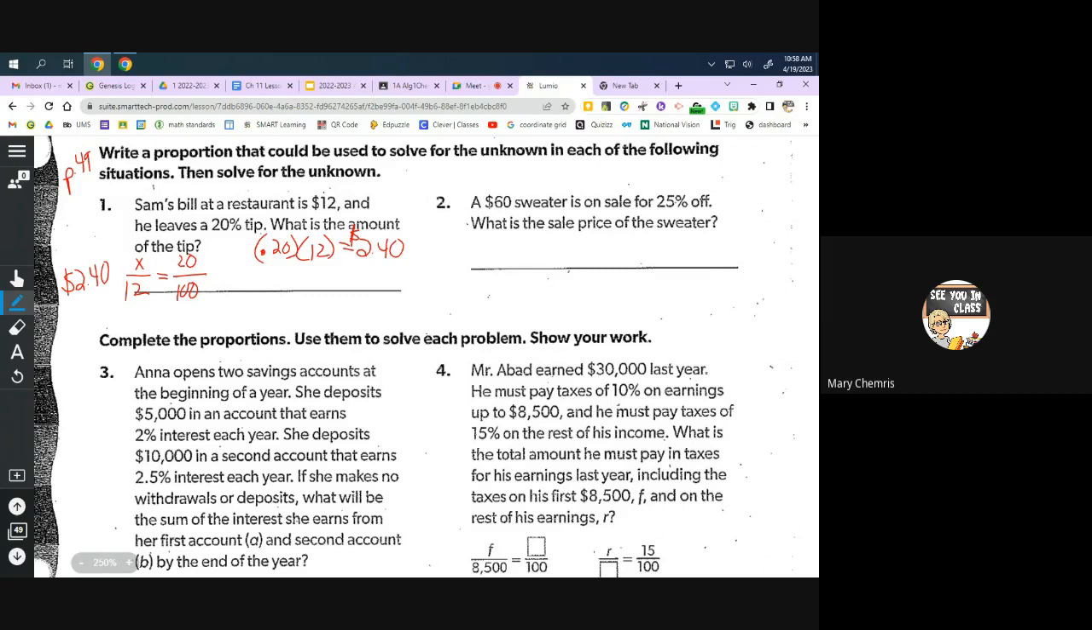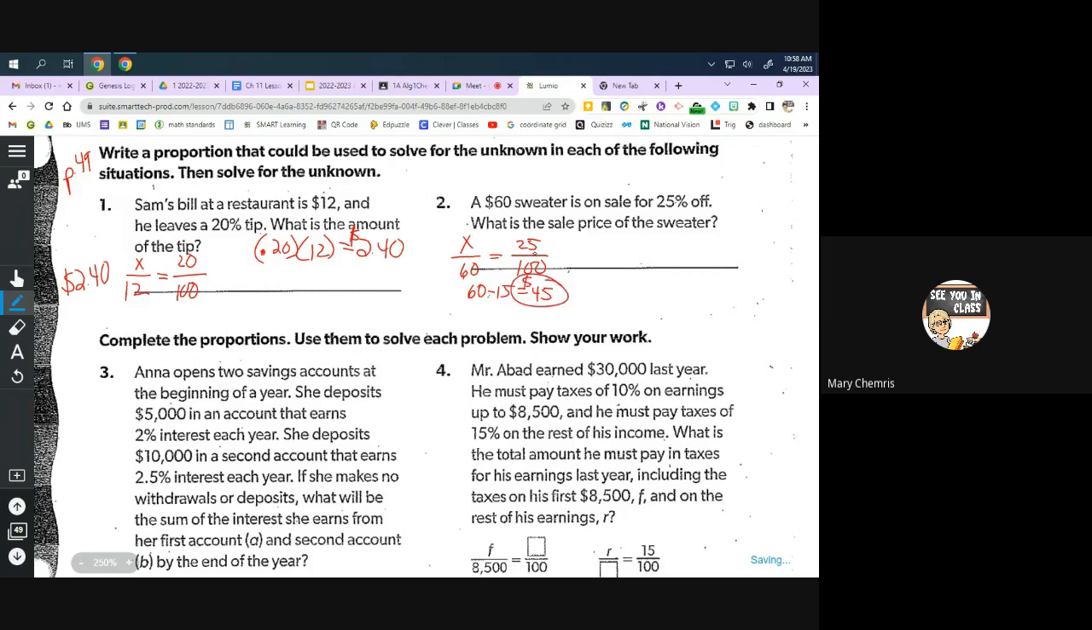Now, number two says a $60 sweater is on sale for 25% off. What is the sale price of the sweater? So two different ways to do this. One way is to find out what 25% of 60 is, and that's $15. And then you take your 60 minus 15, and your discounted price would be $45.